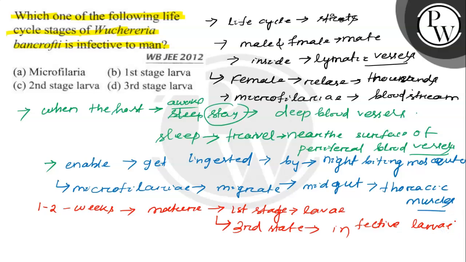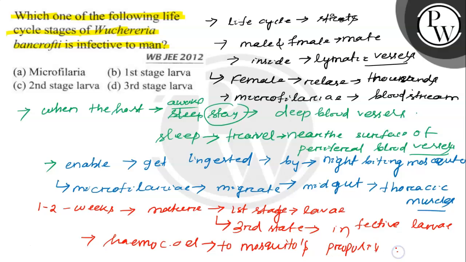And that migrates through the hemocoel to the mosquito's proboscis. And at that time, when the mosquito bites another person, the larva is injected into the human skin, and they migrate to the lymphatic vessels and mature into adults.